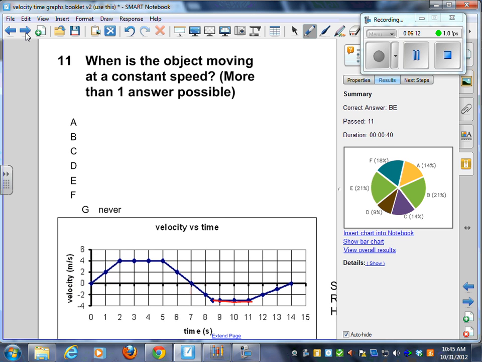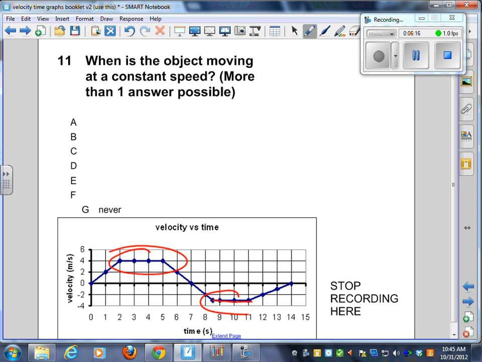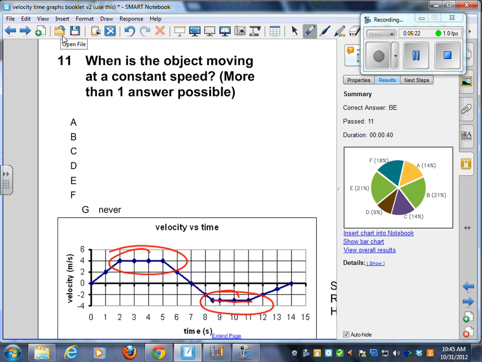11, when is it moving at a constant speed? There and there, right? B and what's that? E? Okay? Those are wonderful questions to check later to see if you know what's going on. Put a big star beside that. That is important. Put a big star beside that in your booklet.